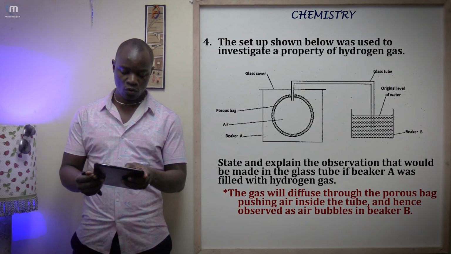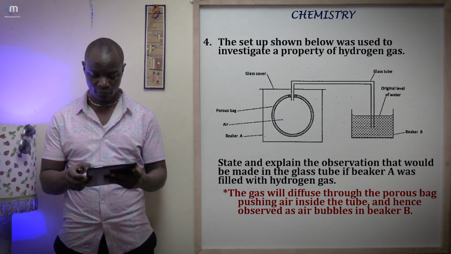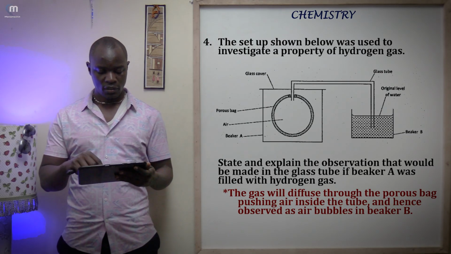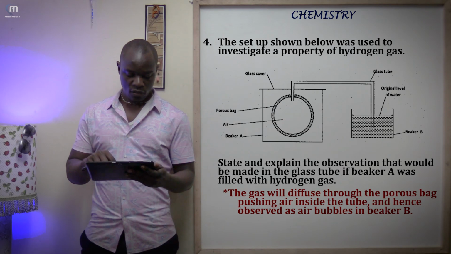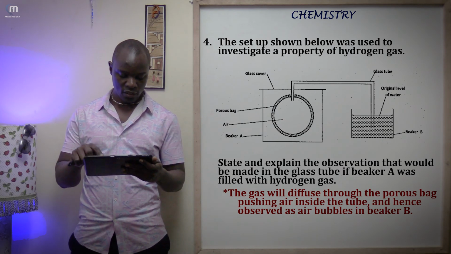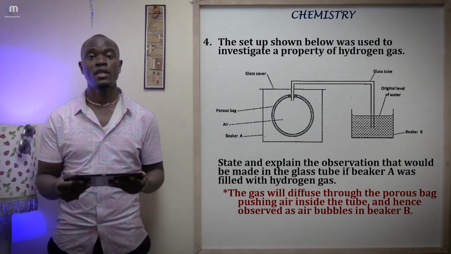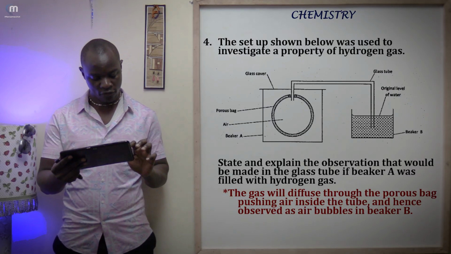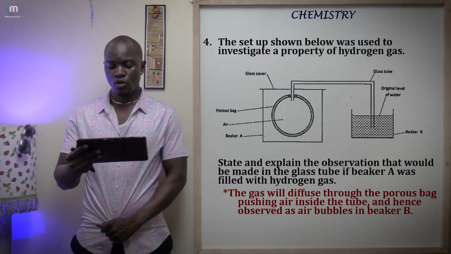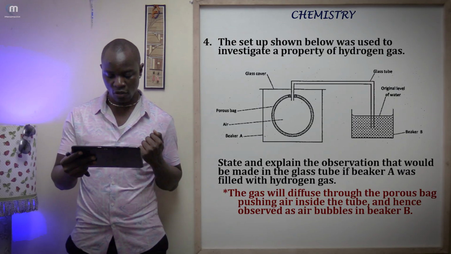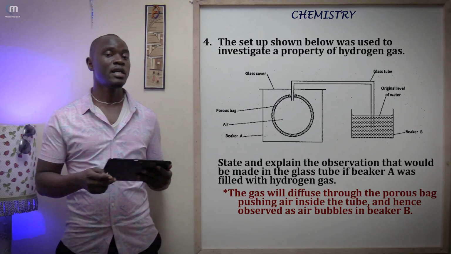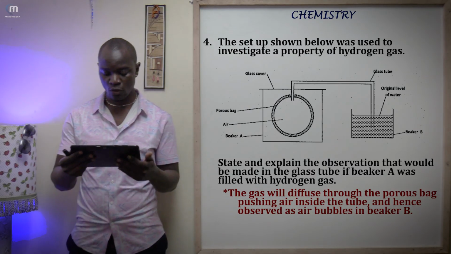So let's continue to the next number now. We are now in number 4. Number 4 is asking, the setup shown below was used to investigate a property of hydrogen gas.